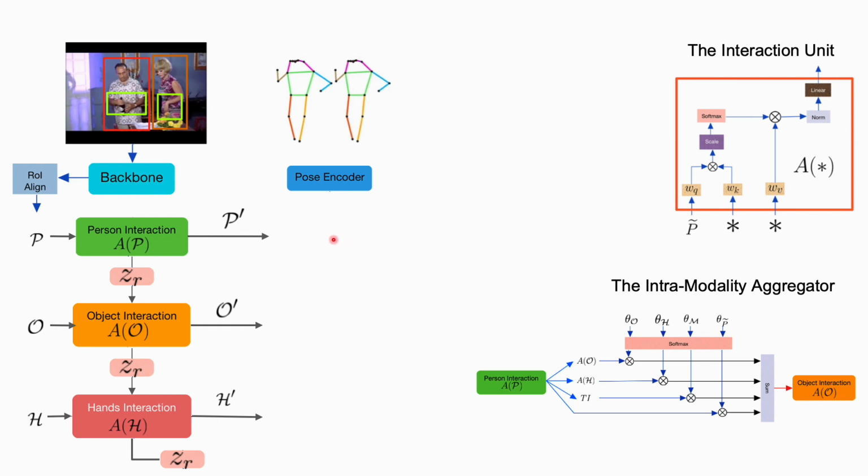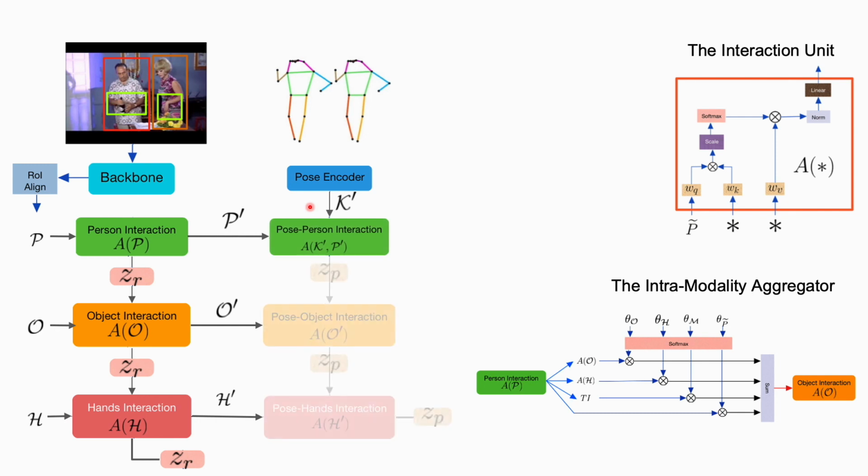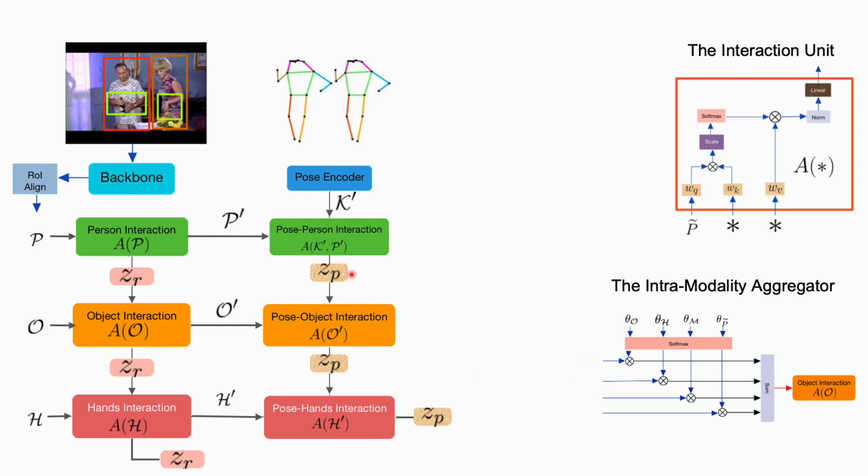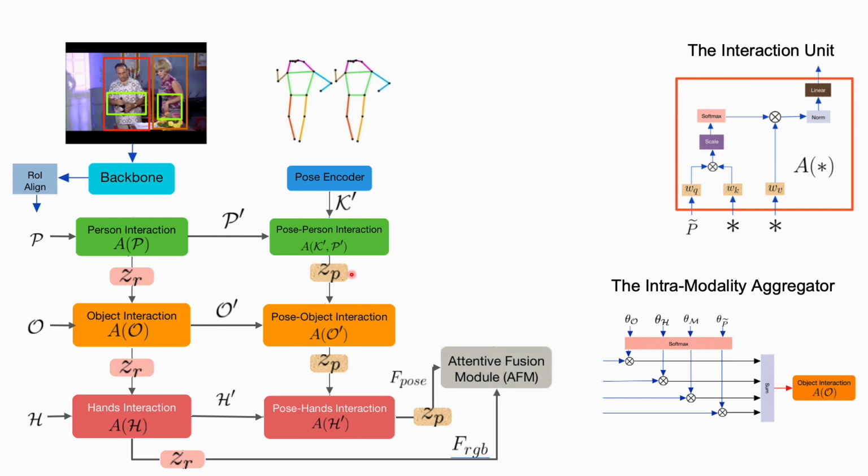We use a lightweight transformer encoder to extract pose features. Then we compute pose person, pose objects, and pose hand interaction. ZP is the intra-modality aggregator for the pose modality, and it is similar to ZR. We subsequently combine the features from the pose and the RGB modality using our proposed attentive fusion module. This module concatenates then enhances its inputs via self-attention.